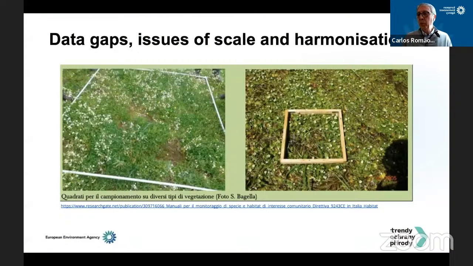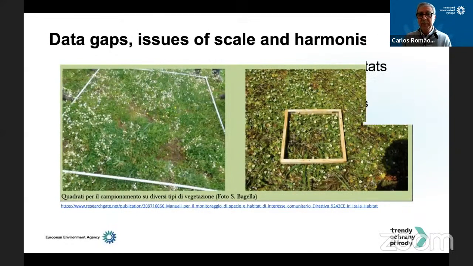So now I wanted just to say a few words about data gaps and issues that we have with the data. When we see this overview, we can see that this is a lot of data, and I don't think there is any regional organization in the world that collects so much data. But this does not mean that we don't have problems with the data that is collected.